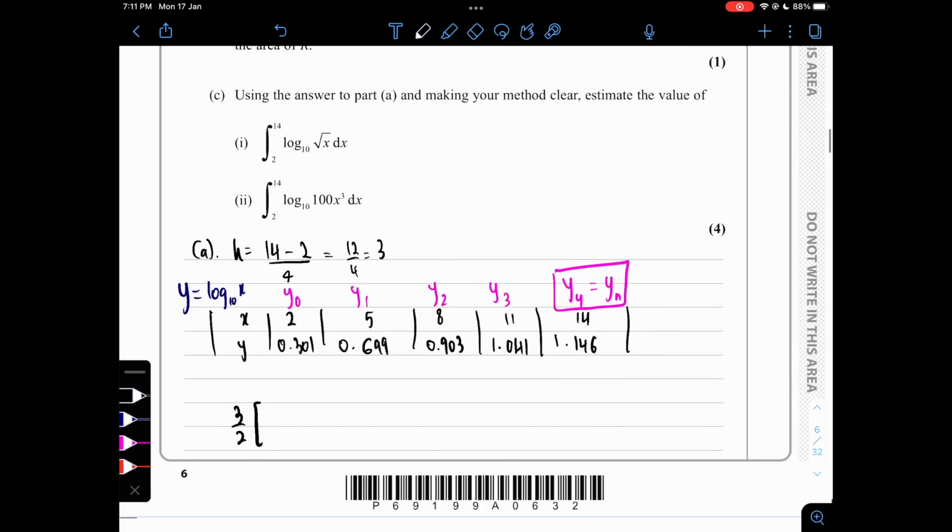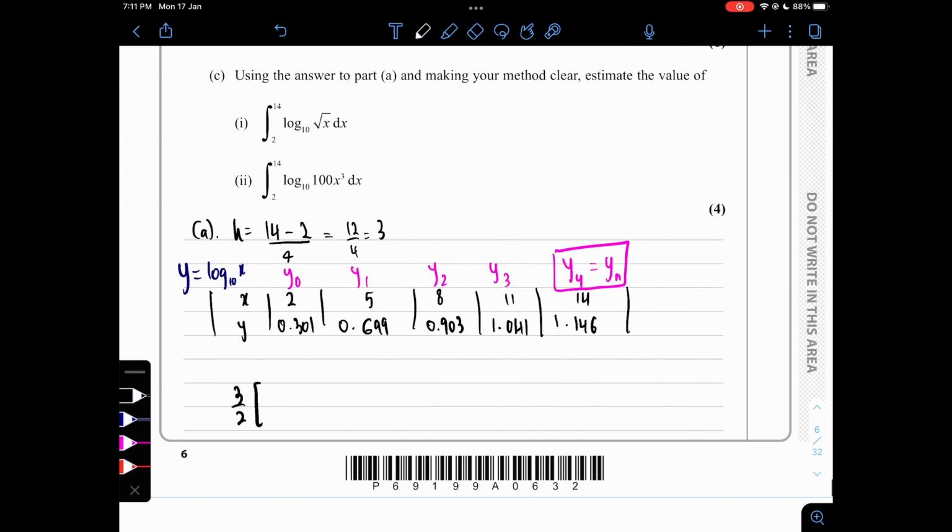Okay, so the first value is, so we have what? 0.301 plus 2 times, so what's inside? 0.699 plus 0.903 plus 1.041 plus 1.146. That is what we're going for.